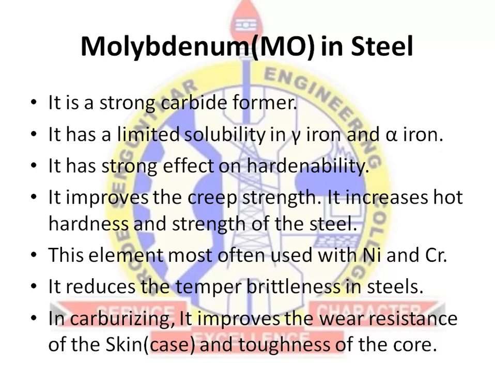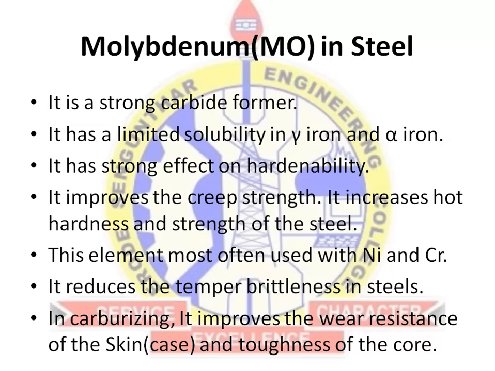Next, we can see molybdenum. It is a strong carbide former. It has a limited solubility in gamma iron as well as alpha iron. It has a strong effect on hardenability. It improves the creep strength. It increases the hardness and the strength of the steel.